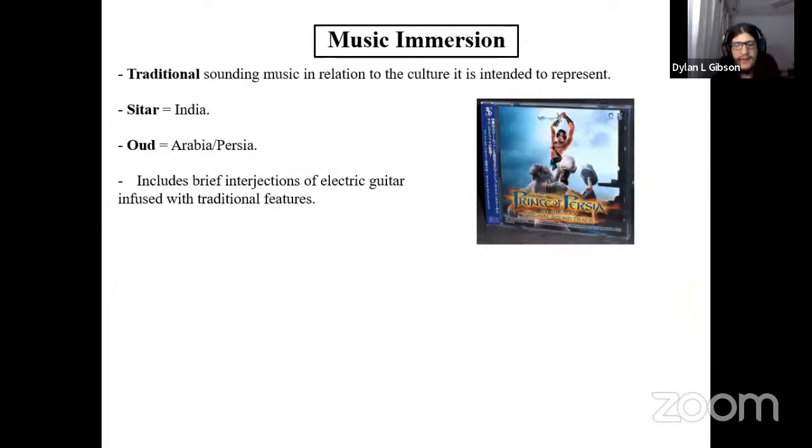So yeah, a little bit about the music because I do like my music as well. The one interesting thing that happens in the game is it makes use of traditional sounding music in relation to the culture it's intended to represent. So when the prince is in India, fighting in the Indian palace, then we have the sitar playing every now and then. And the same when they're back in Persia, then you can hear the oud. But the interesting thing here is it includes brief interjections of electric guitar. So you can hear the distortion also come through that plays along with these traditional Arabic or Indian sounds.